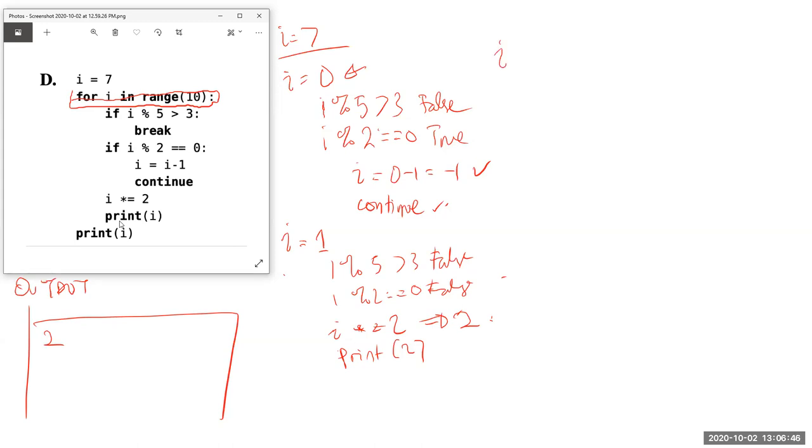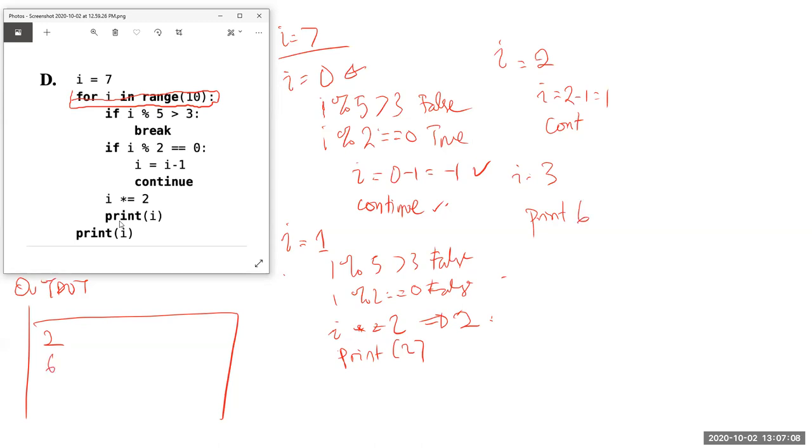Next is I equals 2, which is I equals 2 minus 1, which is 1, and then continue. I equals 3, it's going to give me 6. Is it 6, right? Yeah, 6.